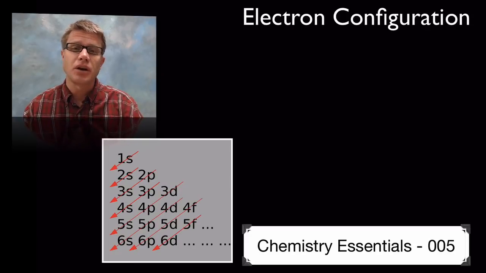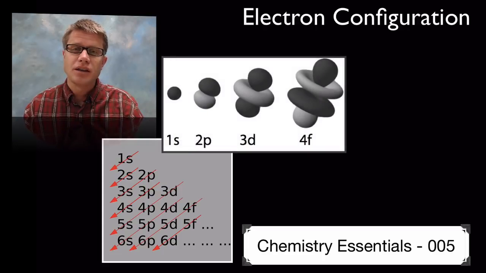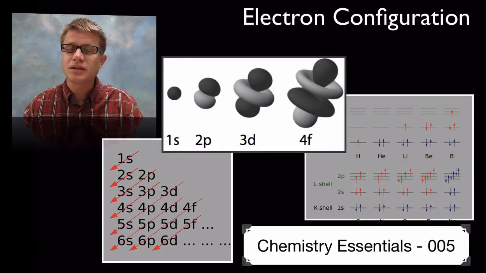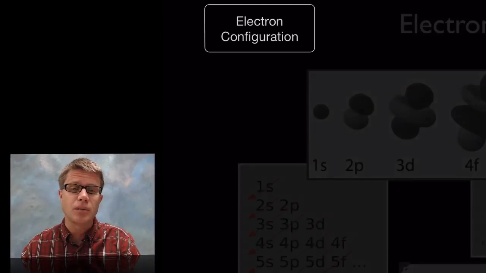When I took chemistry, I remembered having to do electron configurations. I remember this chart and these different orbitals and this diagram, and I learned how to do it, but I never really knew what I was doing. And so in this video, I'm going to show you how to do electron configurations. We'll do that at the end, but I also really want to tell you what's going on behind the scenes.